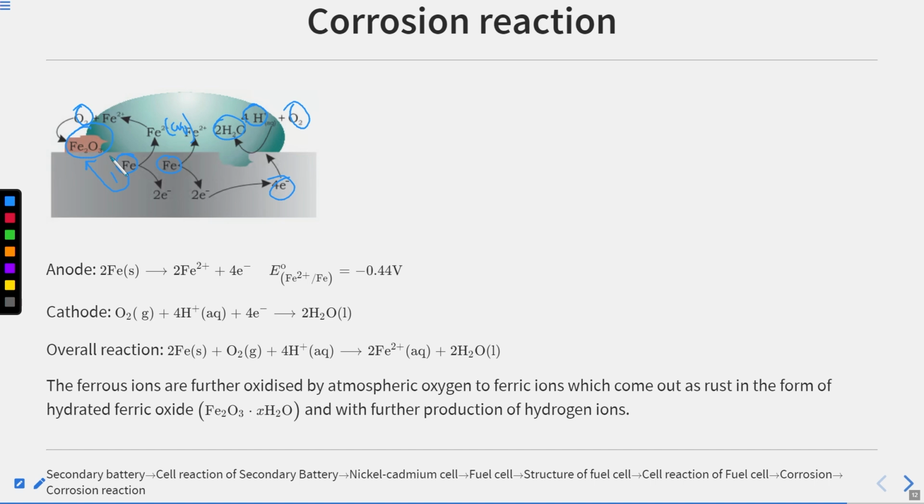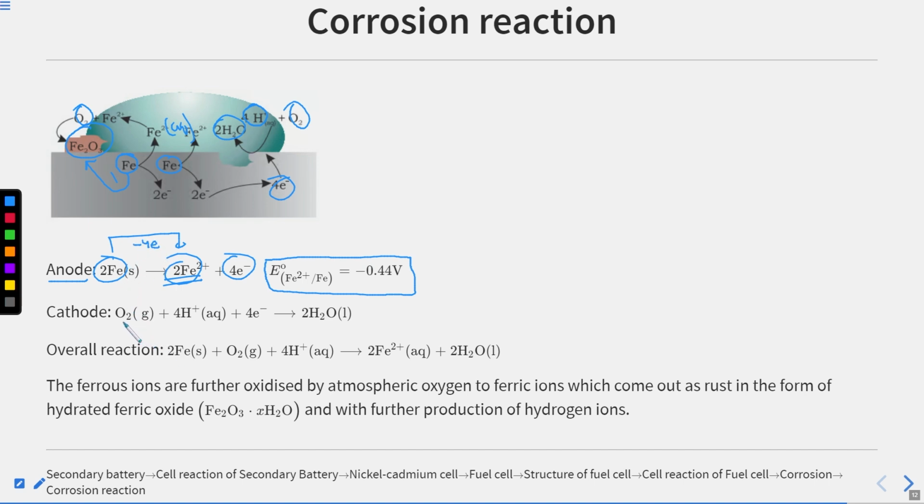So if you see the reaction, at an anode we can see that we have 2 Fe present, that is reacting to give us 2 Fe2+ and 4 electrons, and the electrode potential is minus 0.44. So this is a very good illustration. You should look at it very minutely. Now next, here is our oxidation. How many electrons are lost? 4 electrons, 2 for each iron.